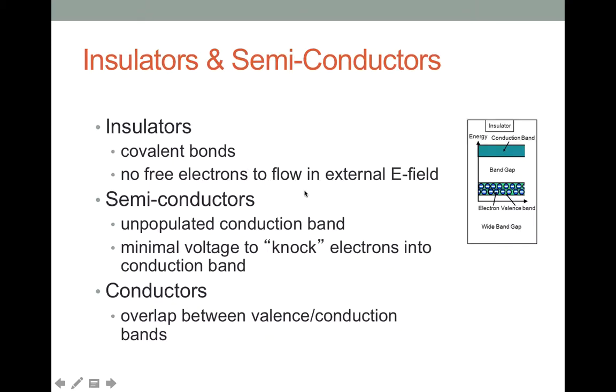Now, I mentioned that was for a conductor. There are 3 general types of materials: insulators, semiconductors, and conductors. And one important point is that everything can conduct. We call something an insulator not because it can't conduct, but rather because it's very hard to get it to conduct. The diagram right here shows basically the energy levels for an insulator.